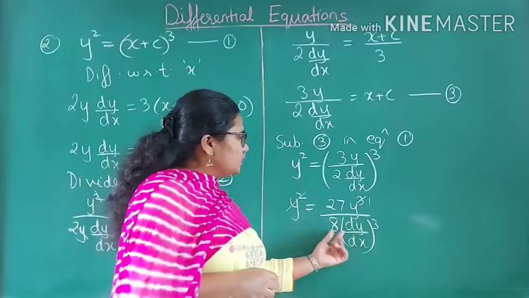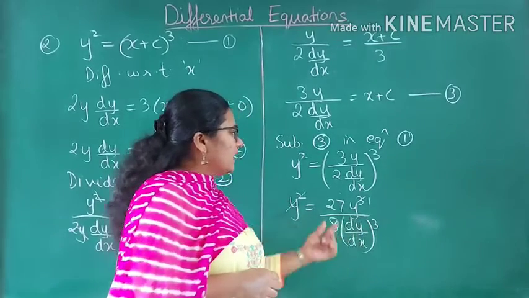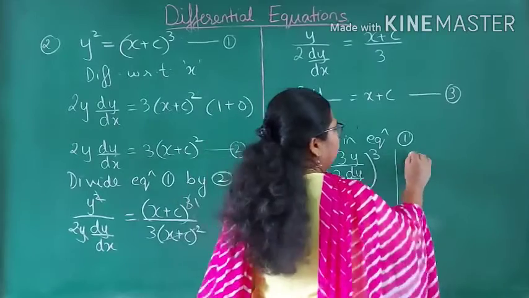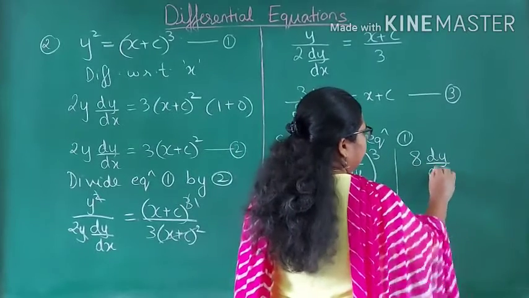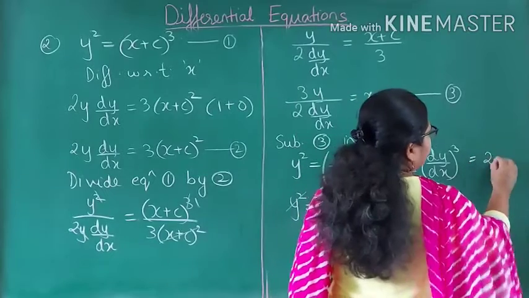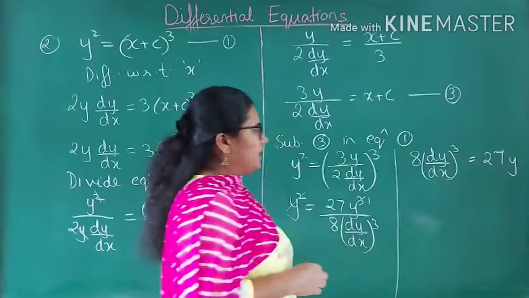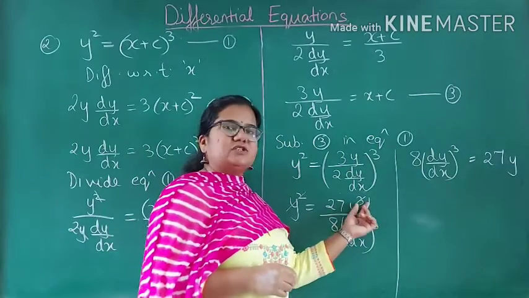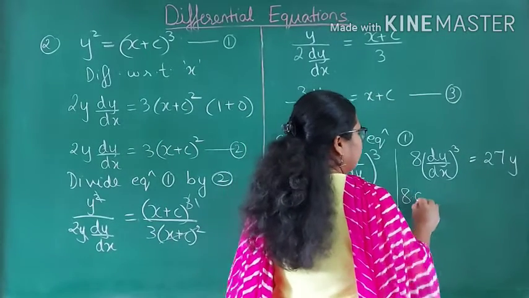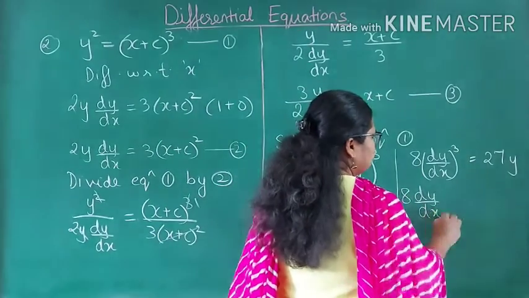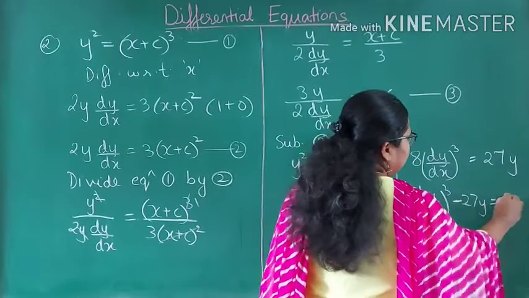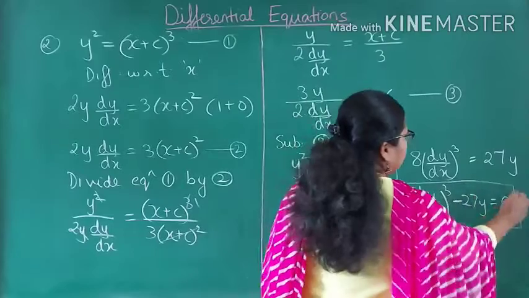This becomes 1. So 8 into dy by dx whole cube, and the right hand side becomes 27 y. I will write here: 8 dy by dx whole cube is equal to 27y. Yes, y square and y cube is there, square has got cancelled. Take 27y this side. What your equation becomes? 8 dy by dx whole cube minus 27y is equal to 0. So this is your answer.